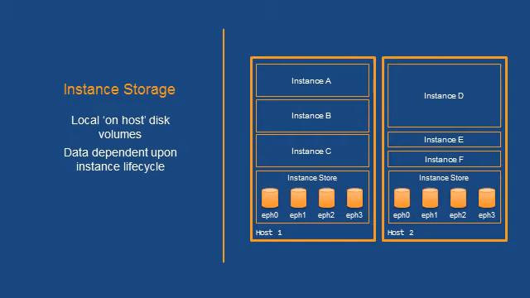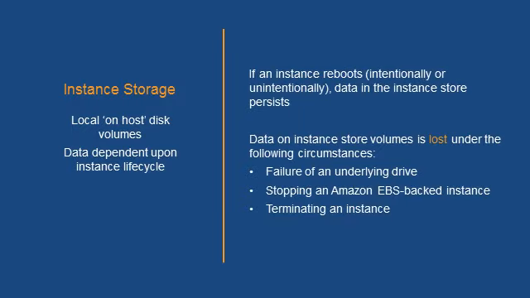So the instance storage, these local on-host volumes, you can see here examples of a couple of hosts that are running instances. And within those hosts, there are instance stores, which are local on-host disk volumes. You can see them here notated as F0 through to F3 on each one of those two hosts. And they are dependent upon instance lifecycle. And what I mean by that is if an instance reboots, either unintentionally or intentionally, and reboots on the same physical host, data in the instance store will be persisted.